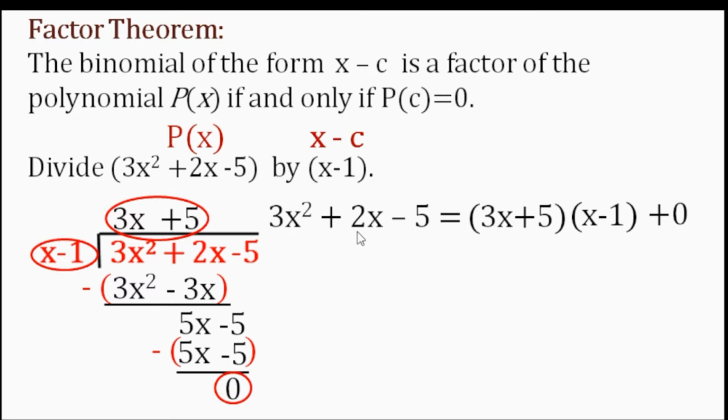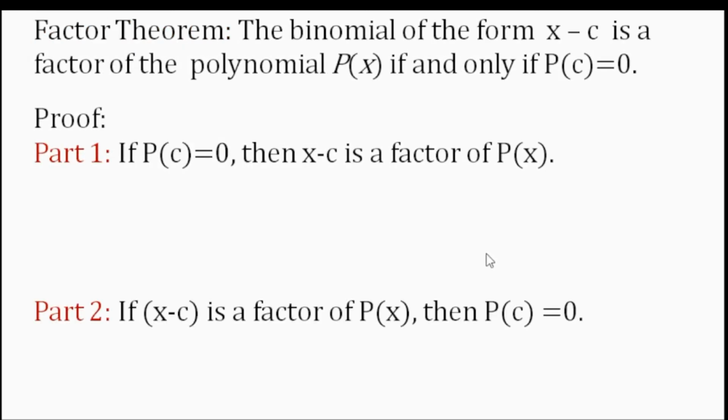So this 3x squared plus 2x minus 5 is our p of x. Our 3x plus 5 here is our quotient. And x minus 1 here is our divisor of the form x minus c, and the 0 here is our remainder. We need this math statement in proving the factor theorem. Actually, there are two parts of this proof. The first part is if p of c equals 0, then x minus c is a factor of p of x.